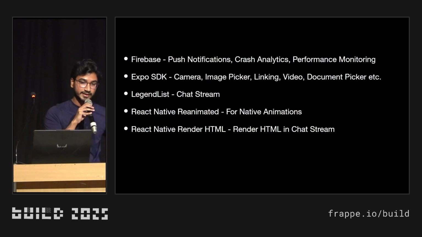We are using Firebase for push notifications, analytics, and performance monitoring. We are using Expo SDK, as Aditya said earlier, mainly for most of the API logic, that is camera or image picker, linking, video, etc. on the mobile side of things. And we are using Legend List for the chat stream. Then we have React Native Reanimated for the native animations and stuff. And there is React Native Render HTML to showcase the entire chat stream HTML, like the formatted text, the mentions, etc. in the chat stream.